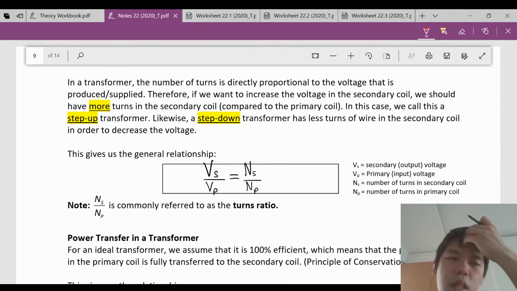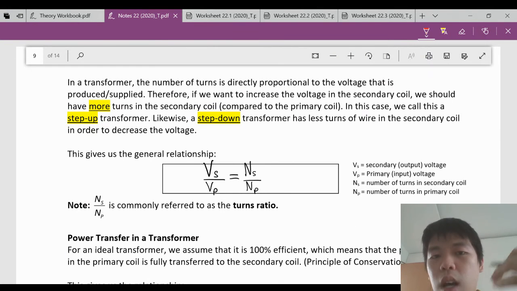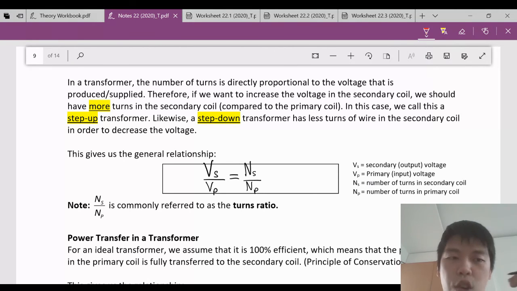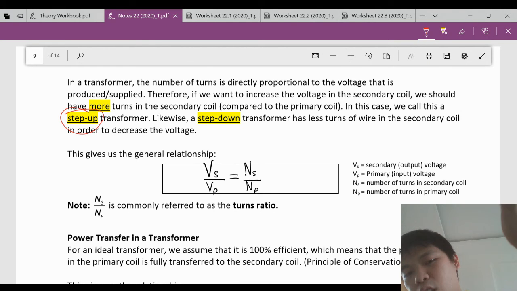So in the transformer, the number of turns is directly proportional to the voltage that's being produced. If we want to increase the voltage, we should have more turns. If we want to decrease the voltage, we need to decrease the number of turns. If we increase the number of turns to increase the voltage, we call it a step up. If we decrease the number of turns to decrease the voltage itself, we call it step down.